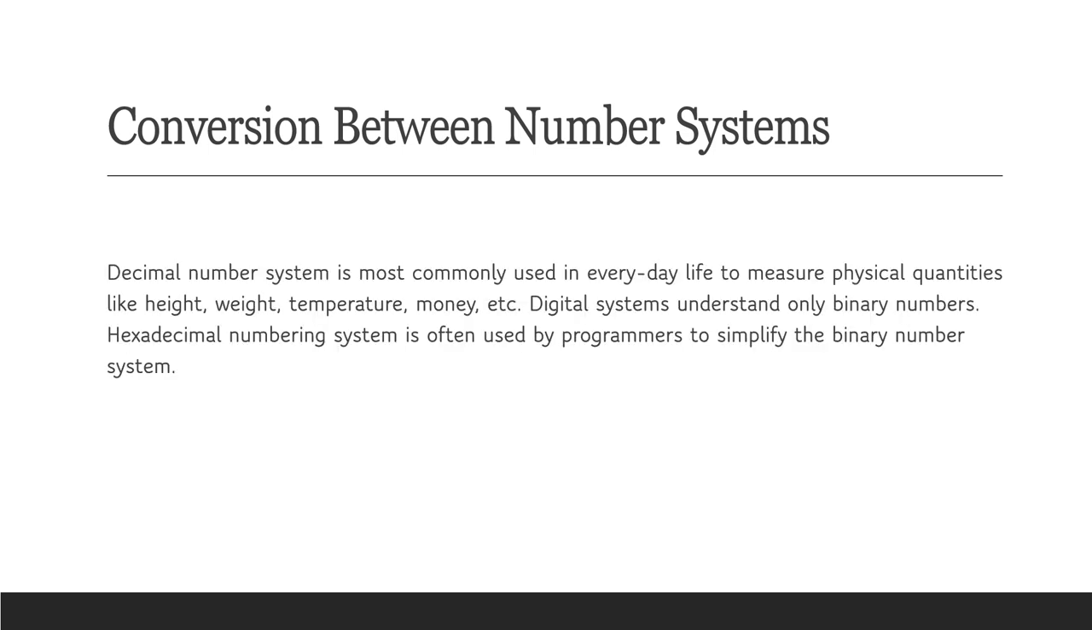Conversion between number systems. Decimal number system is most commonly used in everyday life to measure physical quantities like height, weight, temperature, money, etc. Digital systems understand only binary numbers. Hexadecimal numbering system is often used by programmers to simplify the binary number system.